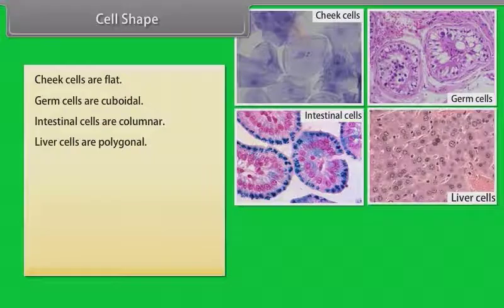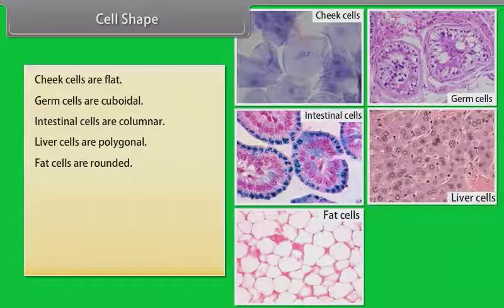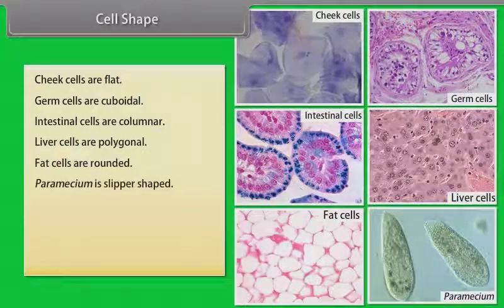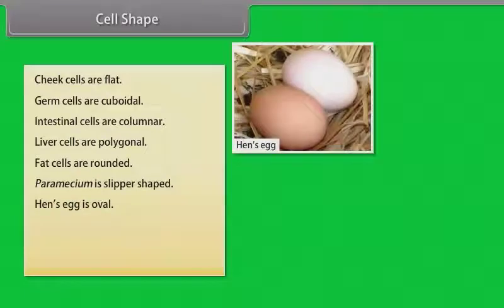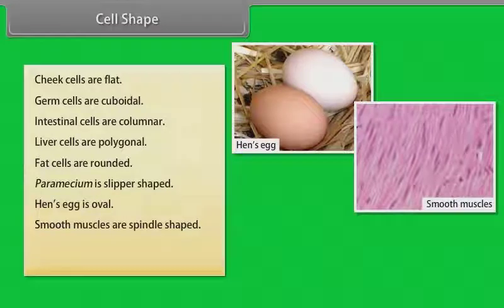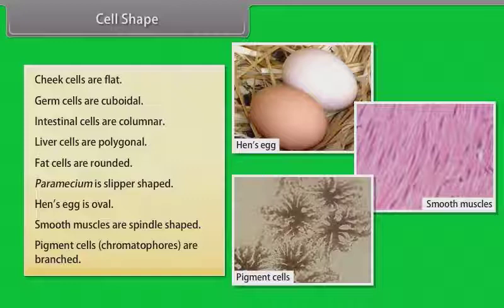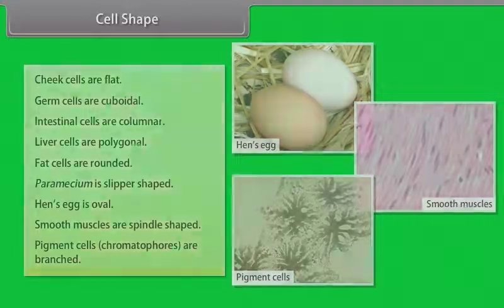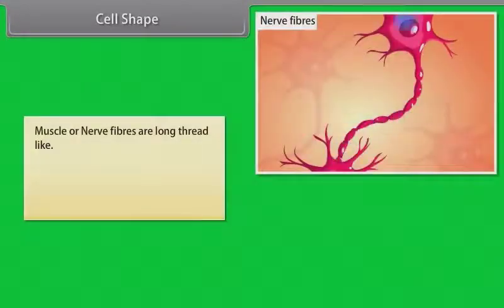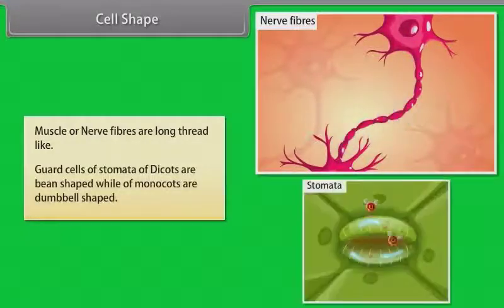Liver cells are polygonal. Fat cells are rounded. Paramecium is slipper-shaped. Egg is oval. Smooth muscles are spindle-shaped. Pigment cells, that is, chromatophores, are branched. Muscle or nerve fibers are long thread-like. Guard cells of stomata of dicots are bean-shaped, while of monocots are dumbbell-shaped.